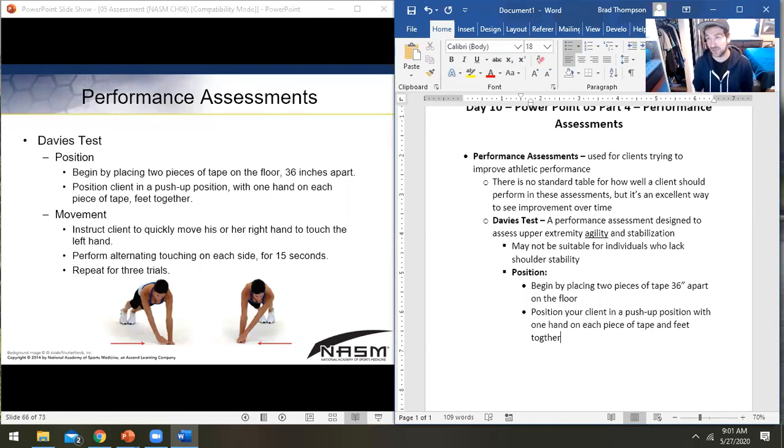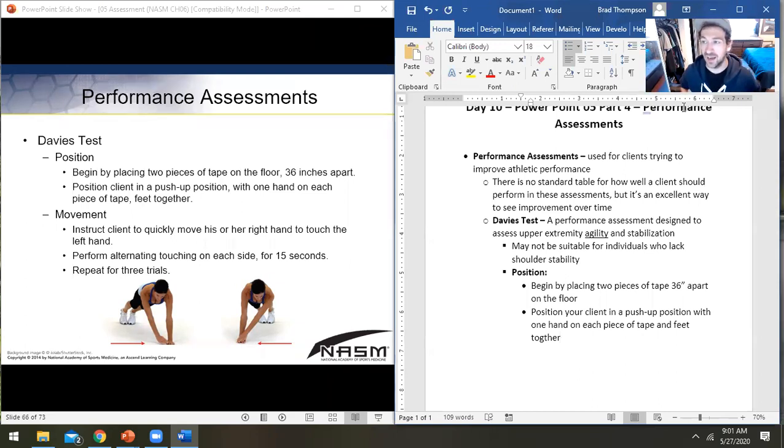So if you want to make the assessment easier, what you can do is widen the feet out, but you're going to need to measure how far apart your client's feet are. And you're going to want to mark that down in order to be able to recreate that position later. That's actually not necessarily a bad way to do things.